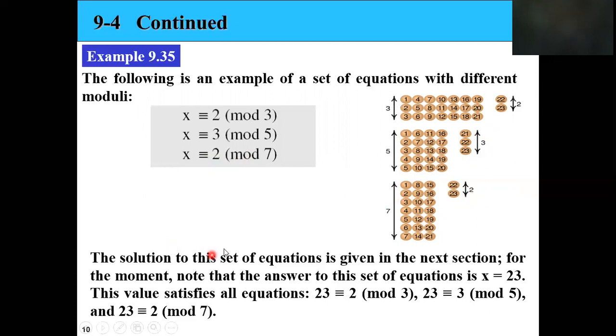The solution to this equation is given in the next section. For the moment, we'll take the answer x is 23. It means if you put 23 in place of x, 23 is congruent to 2 mod 3. If you divide 23 by 3, you will get remainder 2. If you divide 23 by 5, you will get remainder 3. And if you divide 23 by 7, the remainder will be 2. So the value of x is 23.